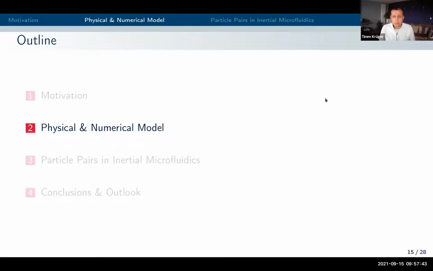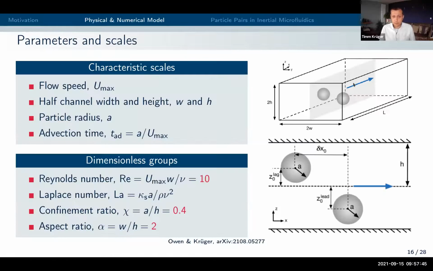Just a very, very quick overview of the physical and numerical model. First of all, we have to look at the parameters of our system. What is important? What do we look at? We have a channel, a straight channel in all the simulations, because it's just simpler to do and the physics is still not well understood. So instead of going to more complex geometries, a straight channel is sufficiently difficult to understand. In our case, we use a rectangular cross-section with an aspect ratio of 2. Of course, you could use a different one.